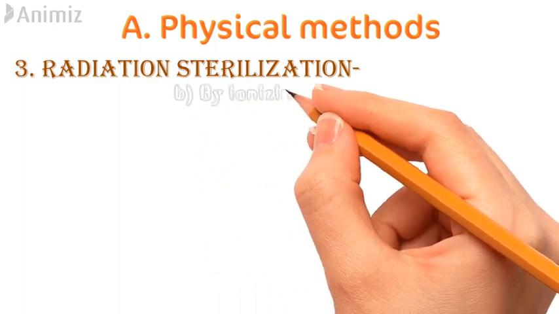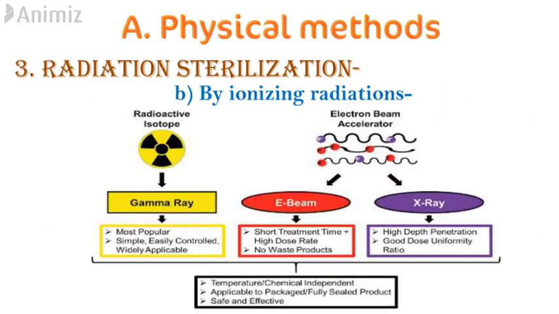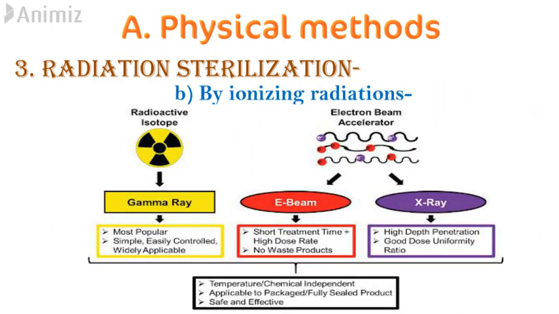And the second method is by ionizing radiations. Radiation such as gamma rays, electronic beams, and X-rays are used. Gamma rays are produced by radioactive isotopes such as cobalt-60 or cesium-137, and electronic beams and X-rays are produced by electronic beam accelerators. Out of all these three rays, gamma rays are most commonly used.